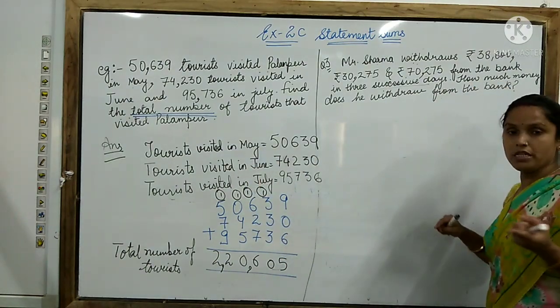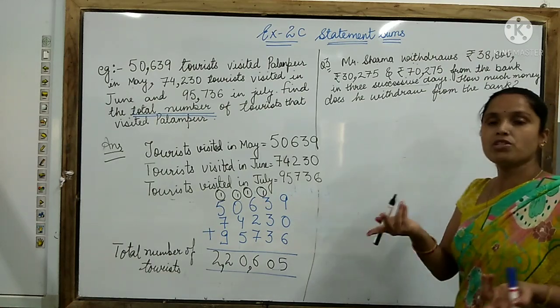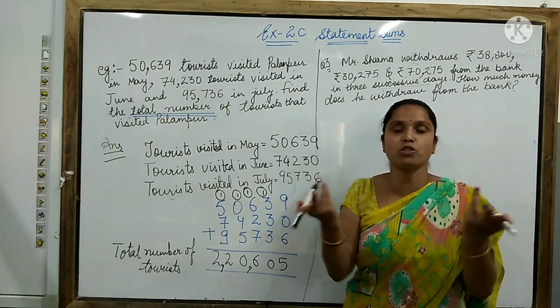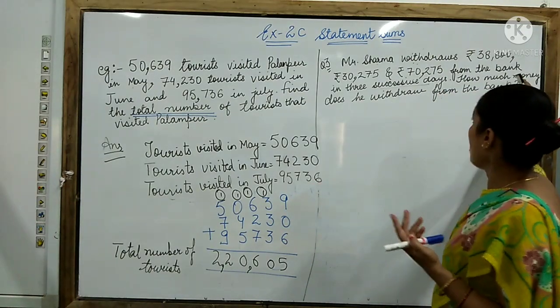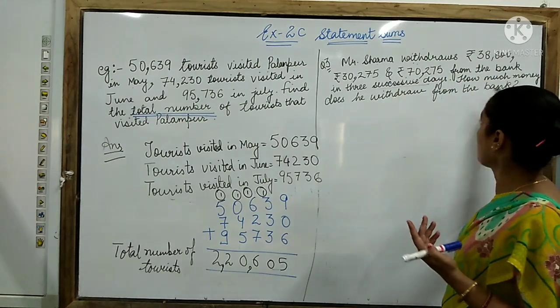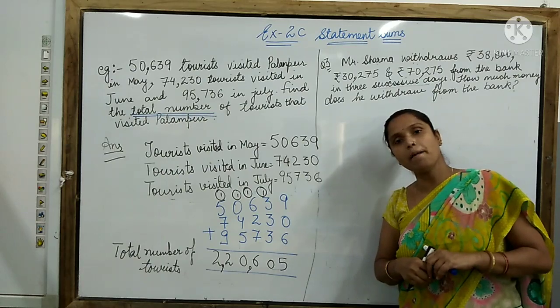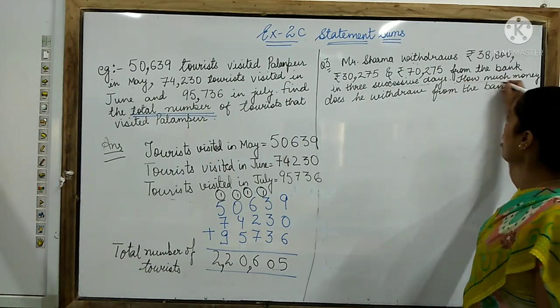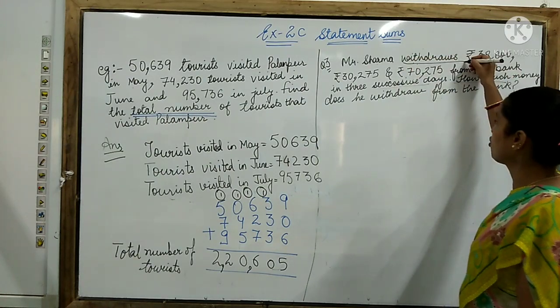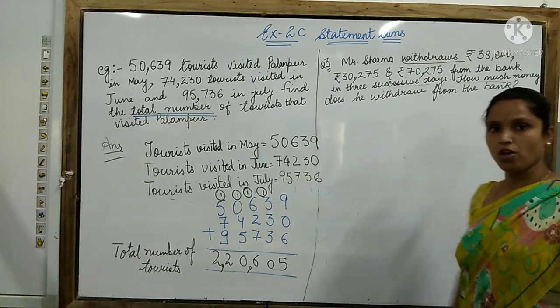How much? How much means? Look at my action. How much means? How much money does he withdraw from the bank? How much money has he taken out from the bank? Remember the meaning of how much. Remember the meaning of withdrawal and successive.